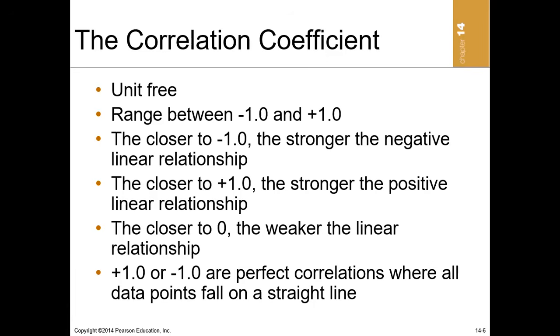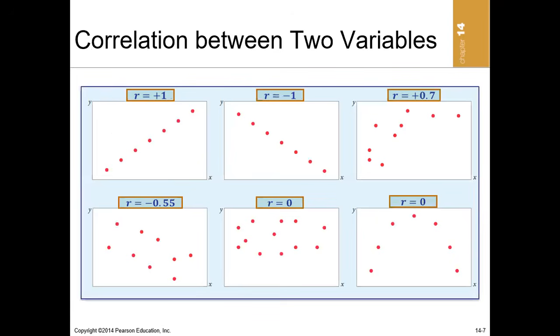As I mentioned, the closer it is to -1, the stronger the negative relationship. The closer it is to +1, the stronger the positive relationship. And the closer it is to 0, the weaker the relationship, whether it is negative or positive. When it is +1, it is a perfect positive relationship, and when it is -1, it is a perfect negative relationship. That is how we interpret the correlation coefficient.